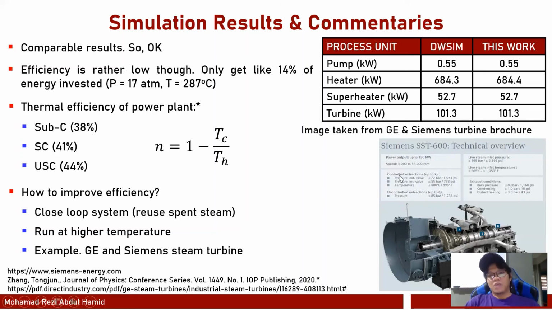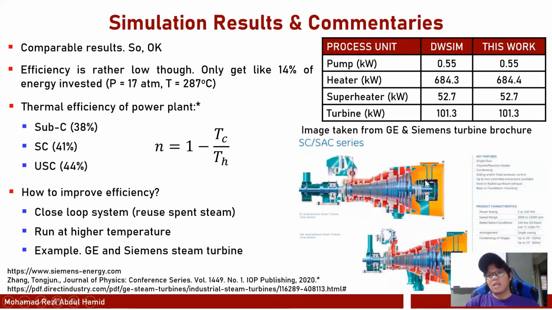Same goes with this one. I took this one from a GE brochure, where around 540 degrees Celsius steam and around 140 bar rated steam condition, meaning that definitely they will give a higher efficiency. So that's one way for you to improve the efficiency of your process, I guess.